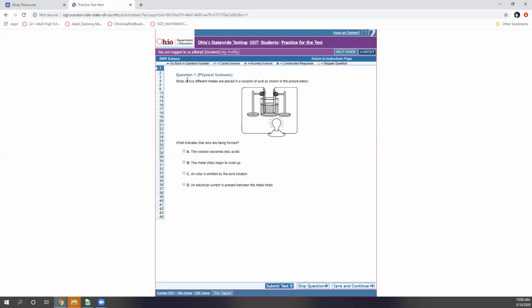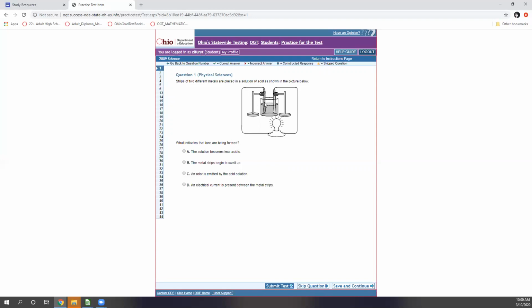So, strips of 2 different metals are placed in a solution of acid and shown in the picture below. One thing you're going to hear from me time and time again is study these charts before you look at the answers, because the answers are going to try to confuse you. They're going to try to trip you up. But if you understand the charts before you look at them, the chances of that happening are going to be diminished. So let's look at this.